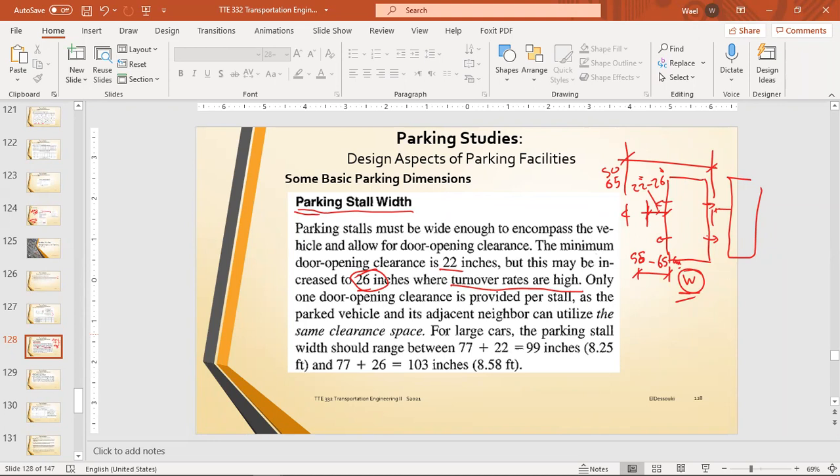So for large cars the parking stall width should range between 77 plus 22, which is 99 inches, to 103 inches. 99 inches is approximately 245 centimeters, and 103 is 265 centimeters. The width of the parking stall should not be less than this value. If it's higher than this value, that's good, but it's not going to be economical.